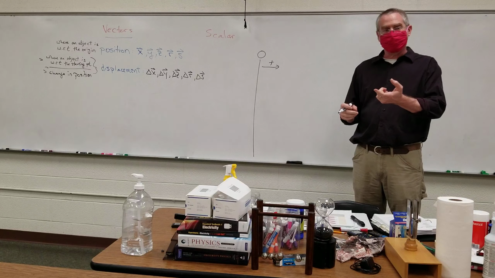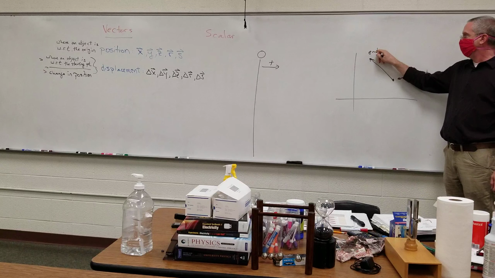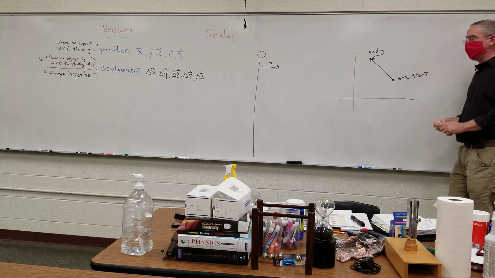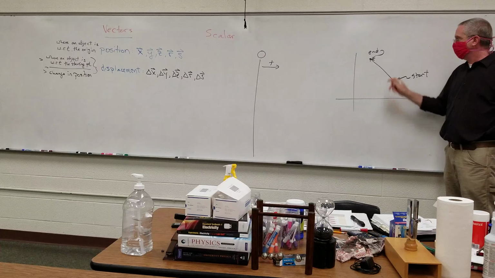Now, as an example of displacement versus position, let's say I have some sort of axis here, my origin, where they cross, and I start right here. This is where I start. And then I move over to here. My displacement, that's my displacement. It's a vector from where I started to where I ended.